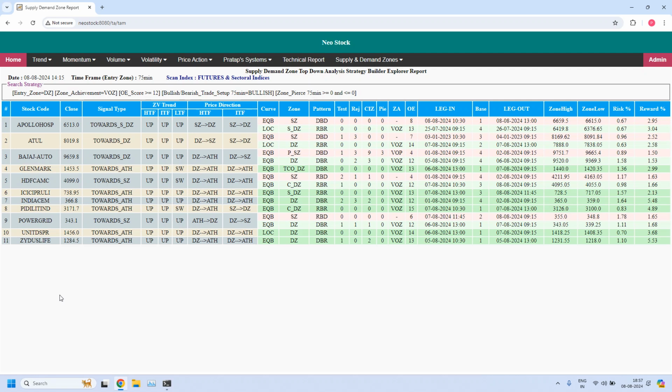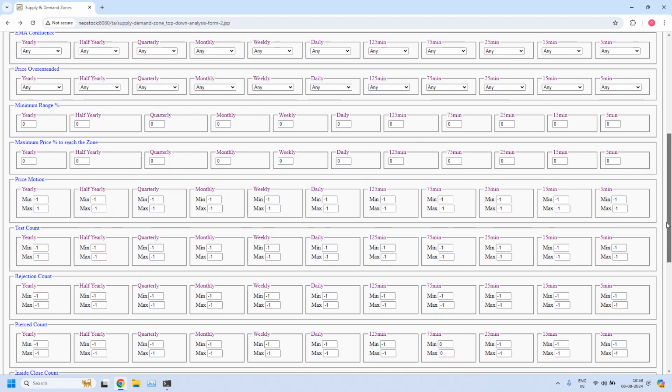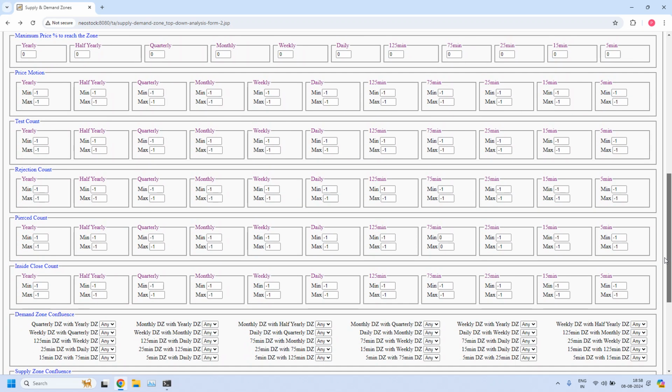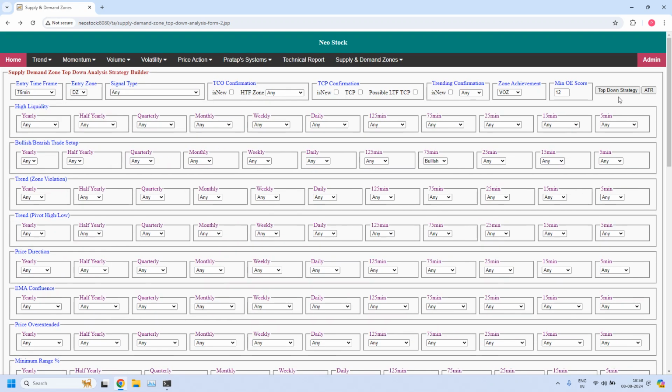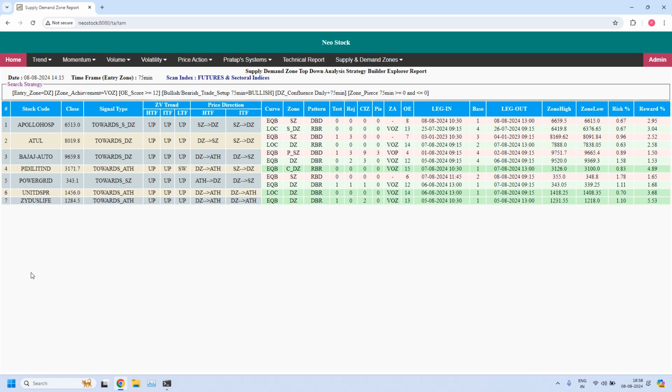Now how many of these stocks are having confluence with ITF time frame? So LTF is 75, so 75 with ITF. ITF is daily. So 75 minutes demand zone with daily demand zone confluence. We have enabled ITF confluence. Let us filter the stocks. Now 7 stocks are filtered. So these 7 stocks are having confluence with the daily time frame.